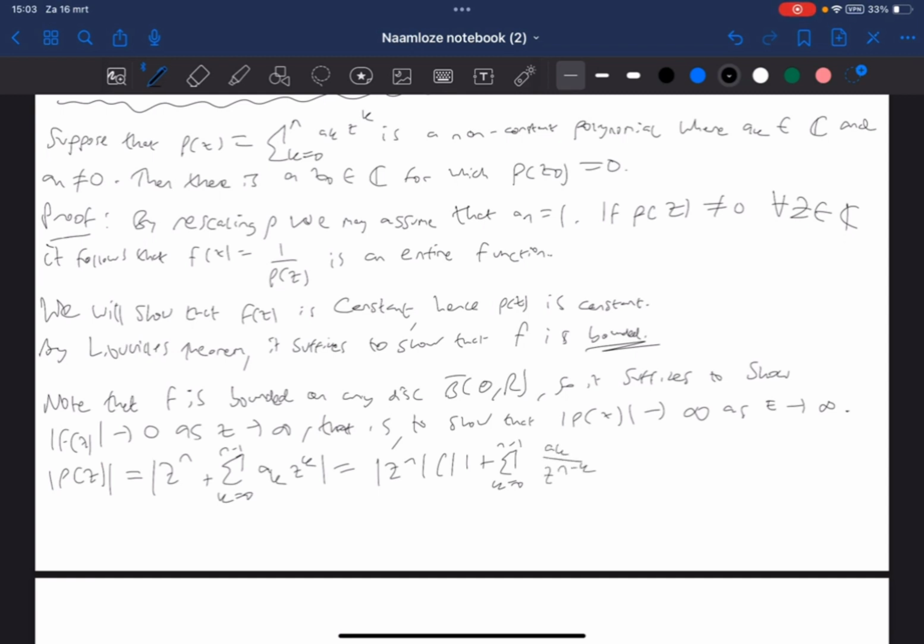I just have to divide by z to the n minus k to basically make sure that this counter term that I've pulled out is essentially factorable, right? And I want to put that to be greater than or equal to the modulus of z to the power n times what's going to be 1 minus the sum from k equals 0 to n minus 1, but this time I want the modulus of ak, and I want to divide that by the modulus of z to the power n minus k.